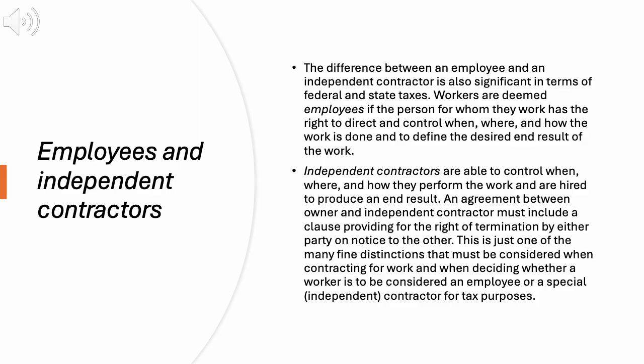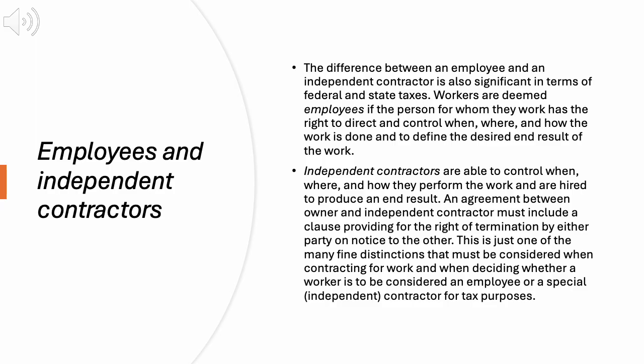Employees and independent contractors. The difference between an employee and an independent contractor is also significant in terms of federal and state taxes. Workers are deemed employees if the person for whom they work has the right to direct and control when, where, and how the work is done and to define the desired end result of the work. Independent contractors are able to control when, where, and how they perform the work and are hired to produce an end result. An agreement between owner and independent contractor must include a clause providing for the right of termination by either party on notice to the other.